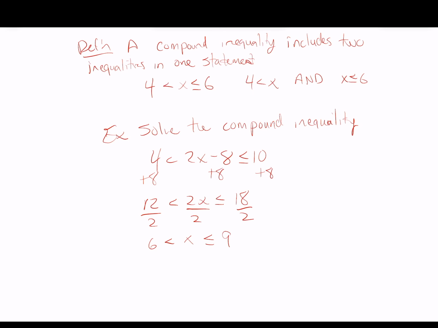How would we write this in interval notation? Well, it doesn't include 6 and does include 9, so we include a bracket there. So these are all the numbers between 6 and 9, not inclusive of 6 and inclusive of 9.